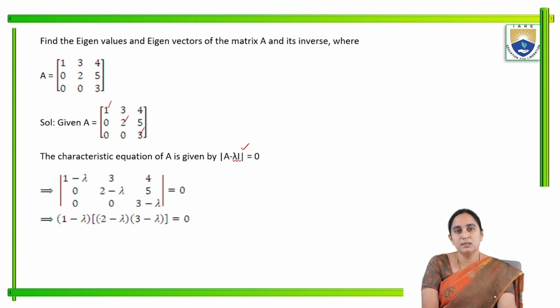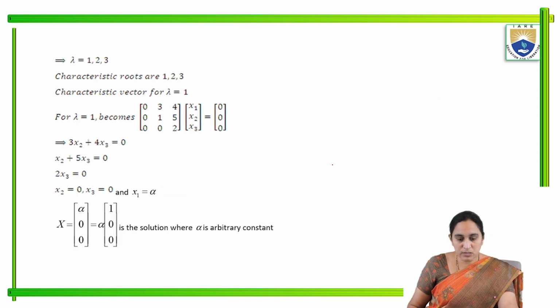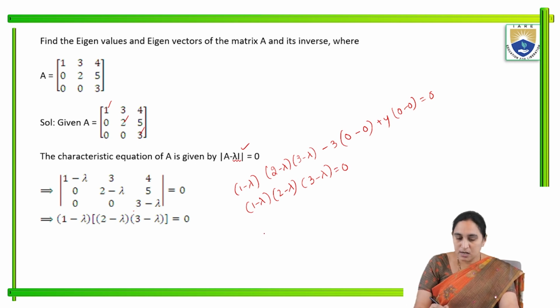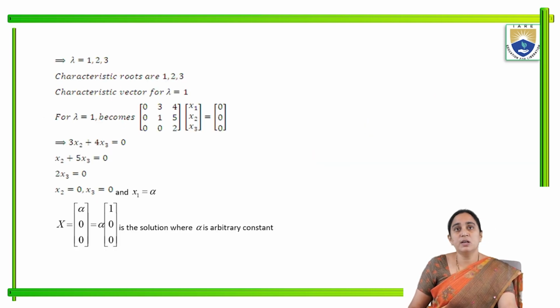How are we finding the determinant value? 1 minus lambda, neglecting the corresponding row and column, and taking the cross multiplication, that is 2 minus lambda into 3 minus lambda. That means we write 1 minus lambda into 2 minus lambda into 3 minus lambda, minus 3 into neglecting the corresponding column and row, 0 into 3 minus lambda minus 5 into 0, plus 4 into neglecting the corresponding column and row, that is 0 minus 0 equal to 0. That means simply we get 1 minus lambda, 2 minus lambda and 3 minus lambda equal to 0. From that, what are the eigenvalues? Directly equating with 0, lambda is equal to 1, lambda is equal to 2 and lambda is equal to 3. These are the eigenvalues of the given matrix.